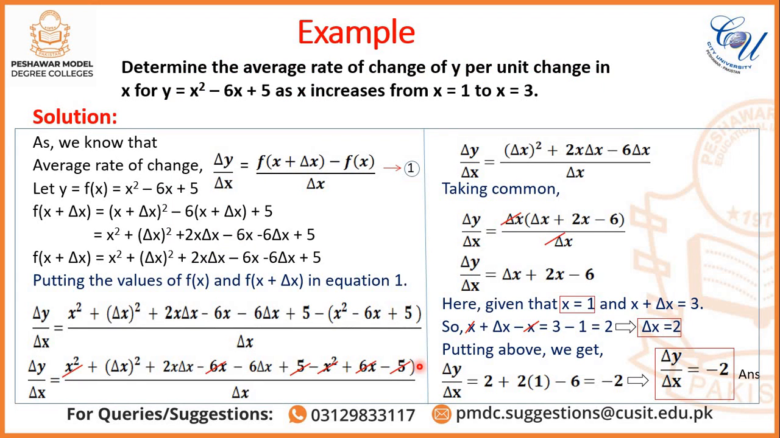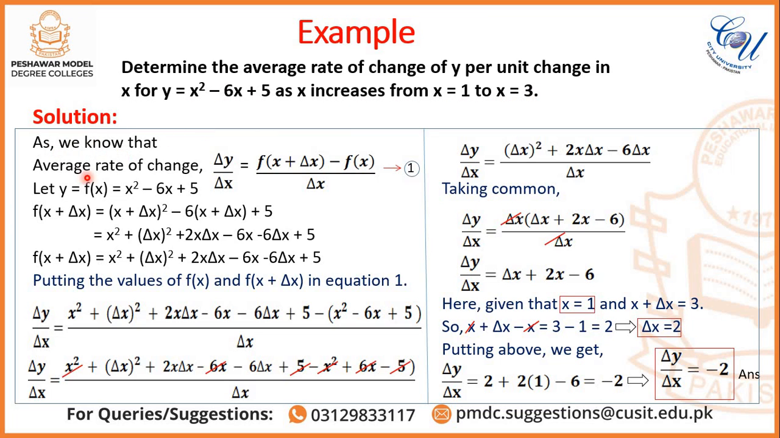First of all, consider this example. Determine the average rate of change of y per unit change in x for y is equal to x square minus 6x plus 5 as x increases from x is equal to 1 to x is equal to 3. Now in this question, this is y, that is x square minus 6x plus 5, you can call it f of x, and x is increasing from 1 to 3. So this is the value of x and this is the final point, that is x plus delta x, that is 3. Now come to the solution.